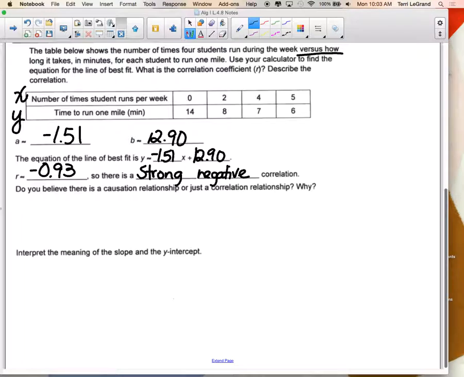Oh, it's supposed to bring you back to the y equals, isn't it? Yep, it's supposed to bring you back to the y equals. But it didn't give me an equation. Or go to the y equals, yes.